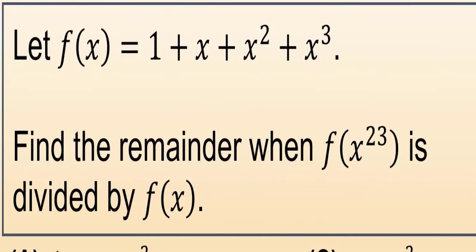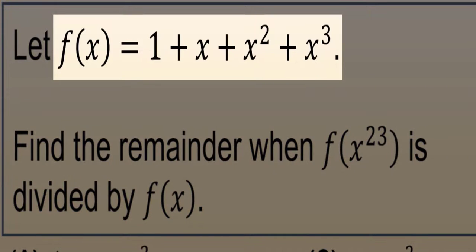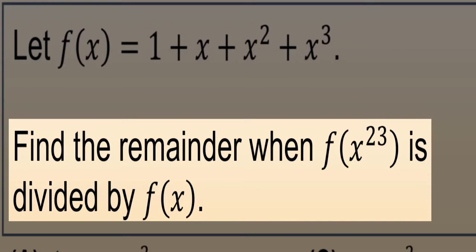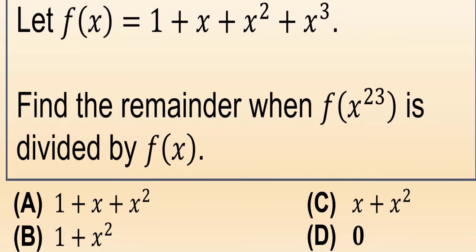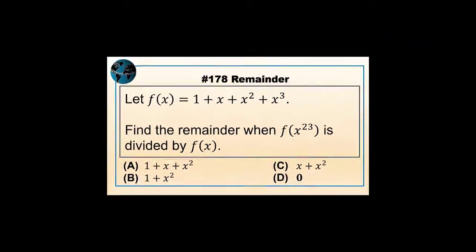For today, we are given a function f(x) to be 1 plus x squared plus x to the power of 3. And we are asked to find the remainder when f(x) to the power of 23 is divided by f(x). And the options are A, 1 plus x squared, B, 1 plus x squared, C, x plus x squared, and D, 0. What do you think?